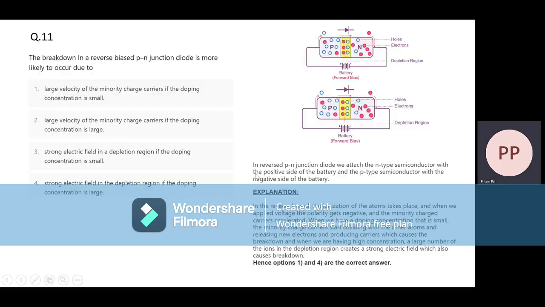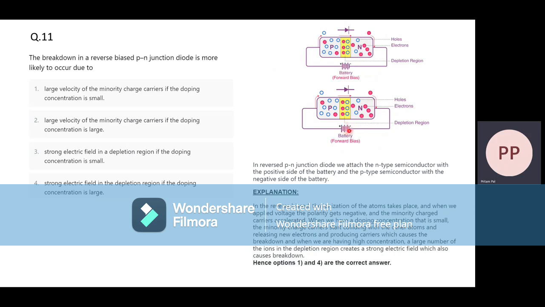In this question, you were asked to find the breakdown voltage in a reverse bias p-n junction diode. So what is the more likely condition to occur when the reverse bias p-n junction breakdown will happen? Sorry, I put the same figure; one has to be reverse bias. Sorry, it's just a mistake.